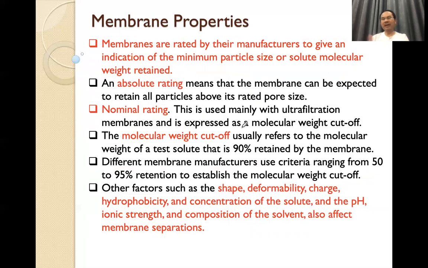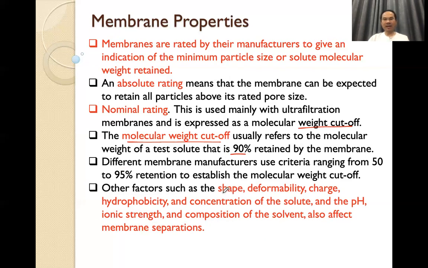Also, if you buy a membrane from the manufacturer, the membrane rating is given by the manufacturer. As I talked about previously, absolute rating means all particles of size greater than the cutoff are retained in the pore or on the membrane surface. But the nominal rating, used mainly for ultrafiltration membranes, is expressed as molecular weight cutoff. For this case, the nominal rating is about 90%.